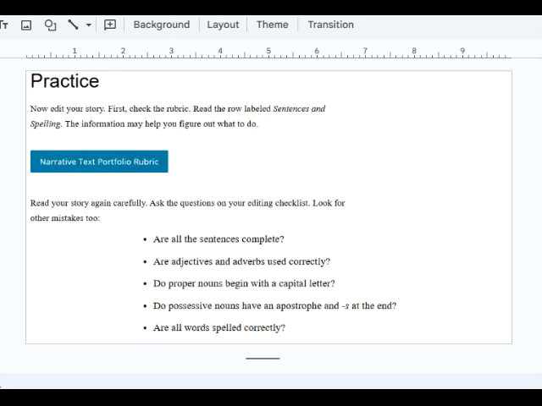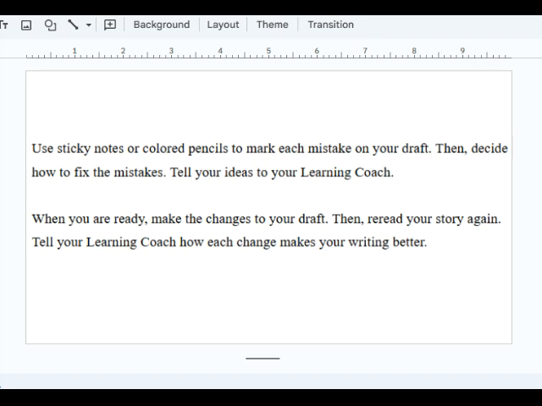Now, edit your story. First, check the rubric. Read the row labeled sentences and spelling. The information may help you figure out what to do. Read your story again carefully. Ask the questions on your editing checklist and look for other mistakes too. So these are those same questions I just read. Go ahead and review those and make sure that you've checked for those editing mistakes.